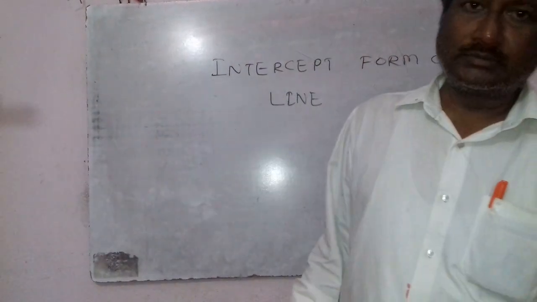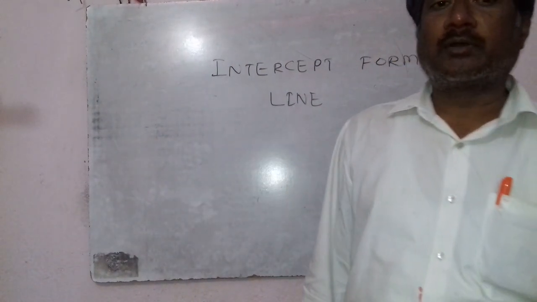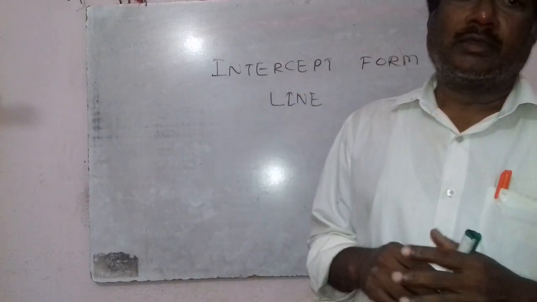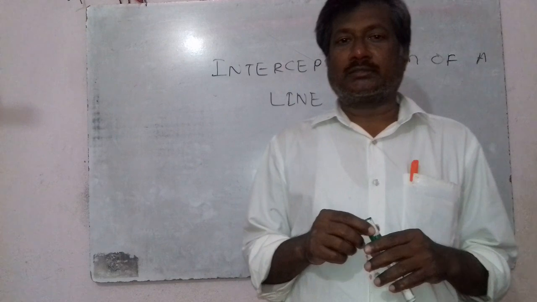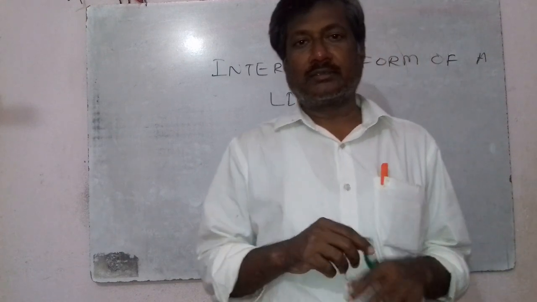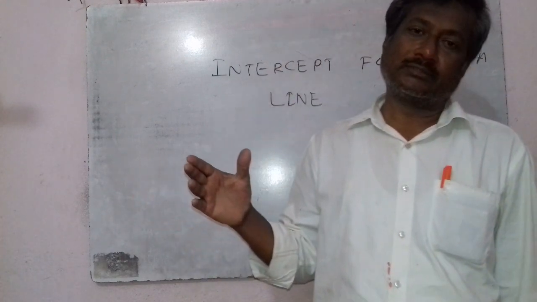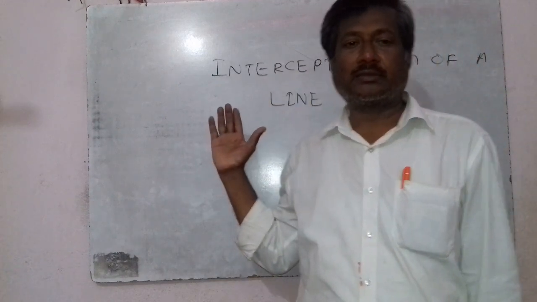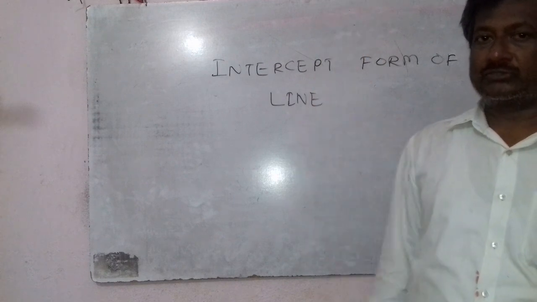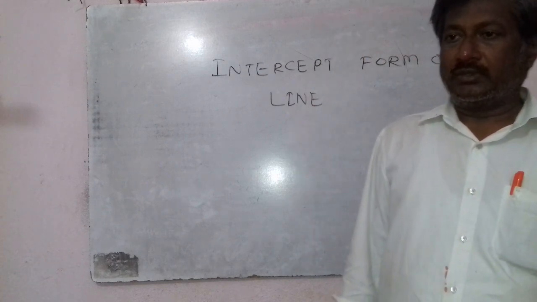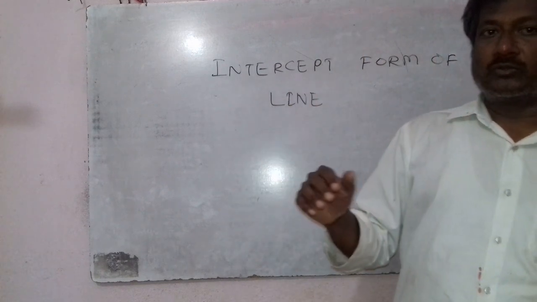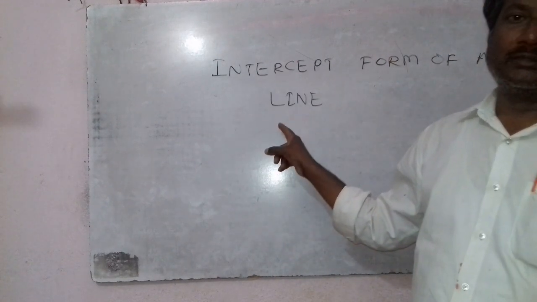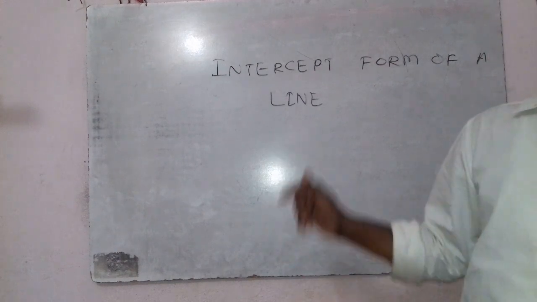So in the previous class we discussed the concept of intercept. Intercept is the distance on the x and y axis that is made by a straight line. That is, if a straight line cuts the x axis, then the distance on the x axis is the x intercept, and the distance on the y axis is known as the y intercept. In this module we are going to study the intercept form of a line.